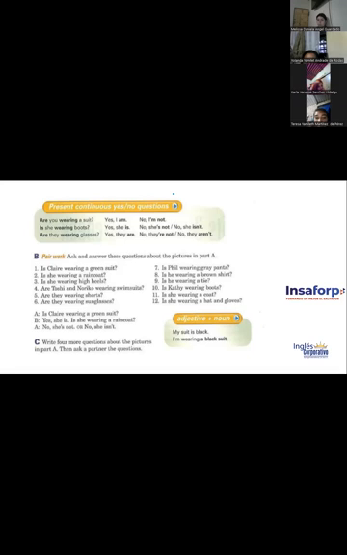Exactly. So that's why he was not wearing a tie. And the next one, number 10: is Kathy wearing boots? No, she's not. No, she's not, right? She isn't. And number 11: is she wearing a coat? No, she is not. No, she's not, right? Or no, she isn't.